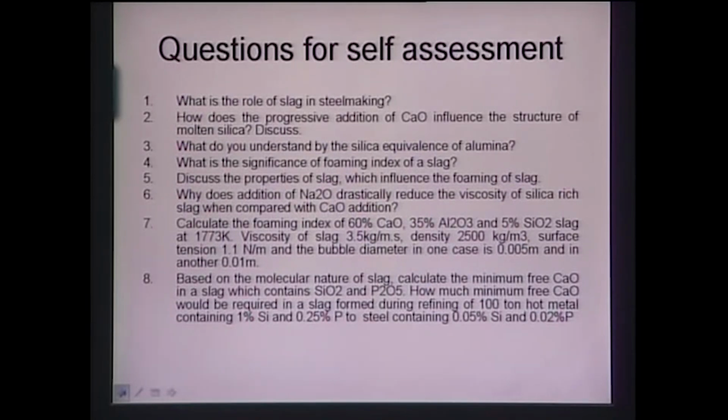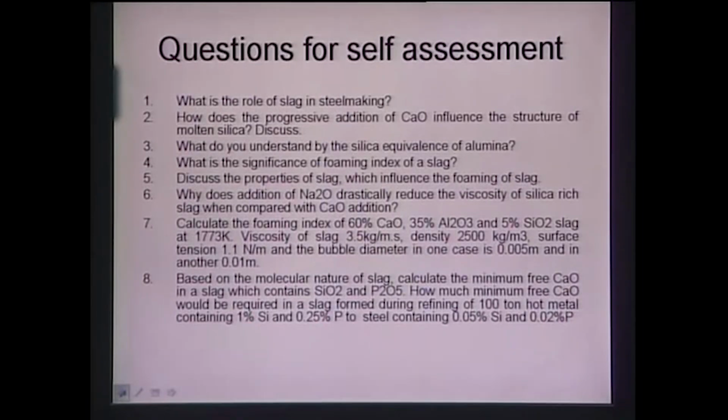Why does addition of Na2O drastically reduce the viscosity of silica rich slag when compared with calcium oxide addition? This I already explained, because Na2O is a single charge. Now, calculate the foaming index, though I calculated it for you, you can again recalculate, and also you can procure different slags and find out the different properties, and you can categorize the slag with reference to the foaming index.